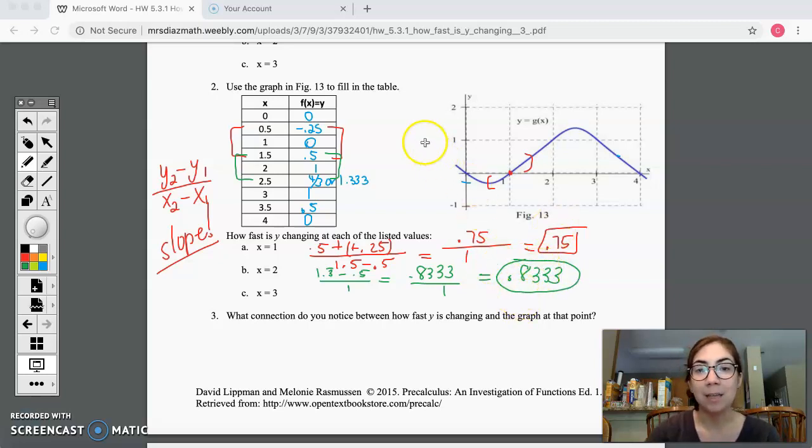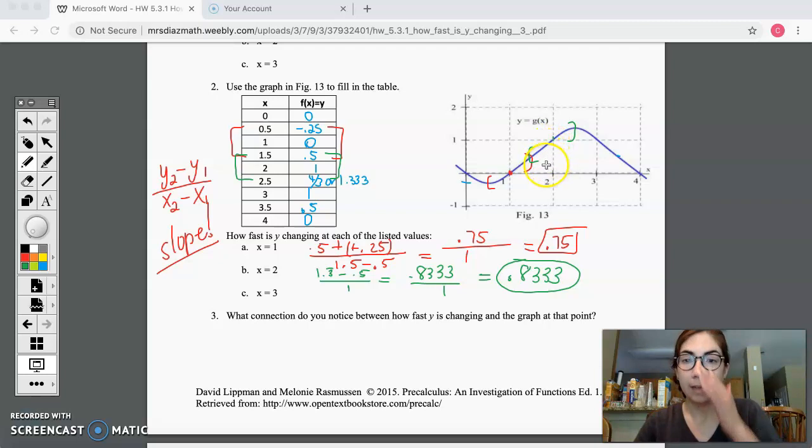It's not exact. But if we look at 2 right here, and we're going between 1.5 and 2.5, you guys see how that, again, is increasing. And to me, it does look a little bit steeper. It's hard to tell, but it's a little bit steeper than the original on letter A, the first little curve. So that slope is a little bit steeper, so it's 0.833. Okay, the last one.